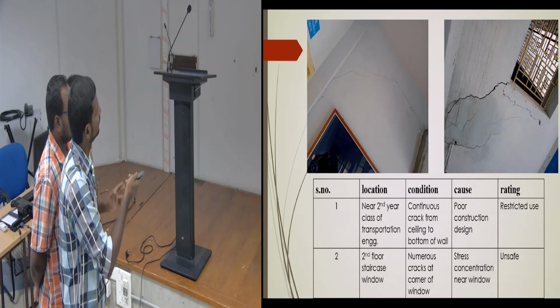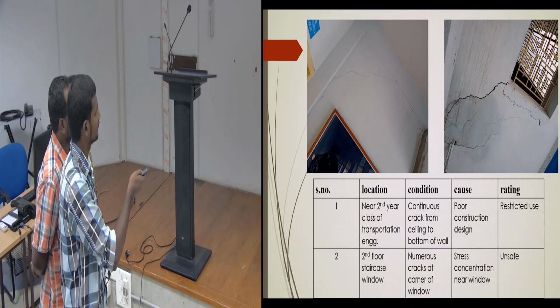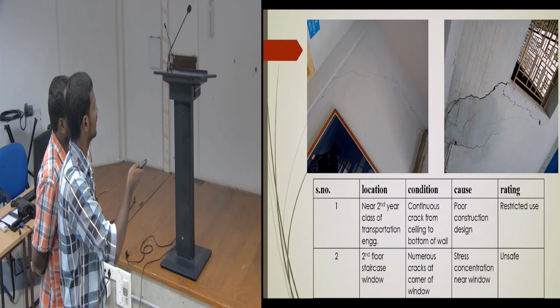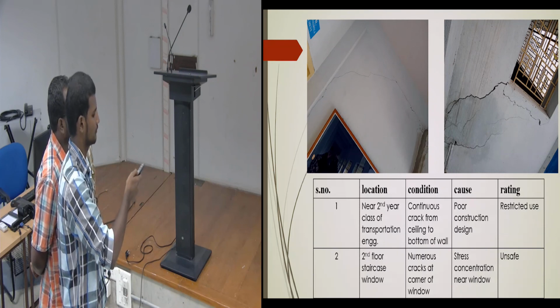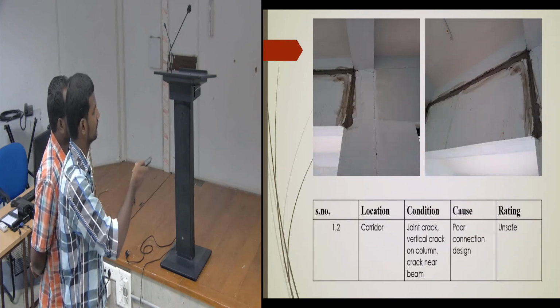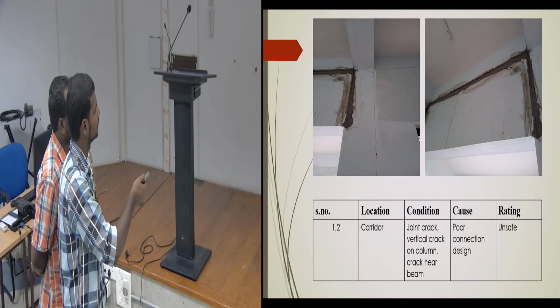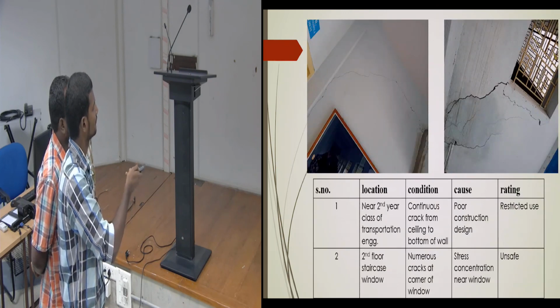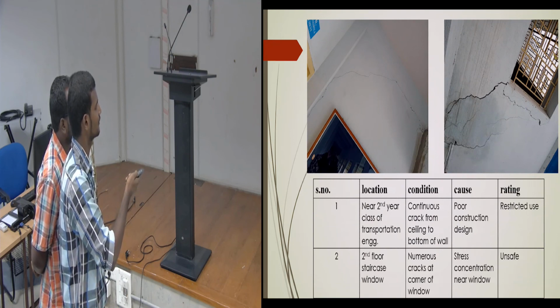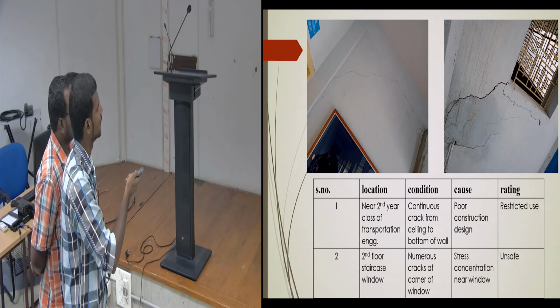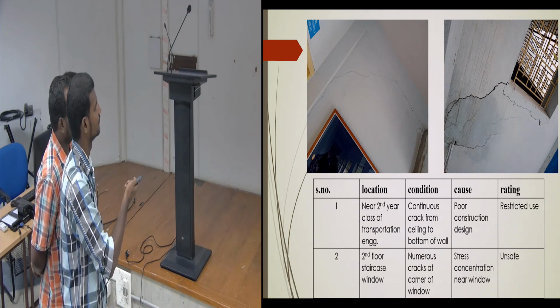So this one is to the right of that, the same wall, to the right of the wall. It's right here, in this direction. So there is a horizontal crack followed by a vertical crack. So this is again a poor construction, and maybe poor material also used.